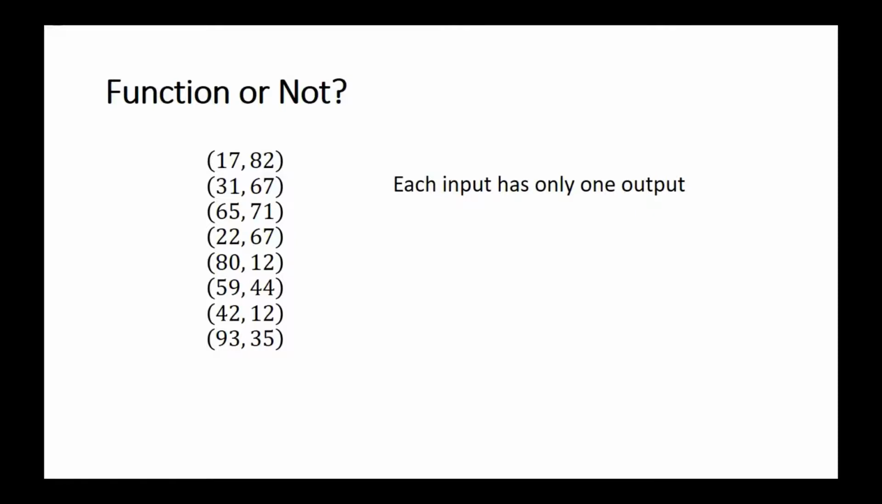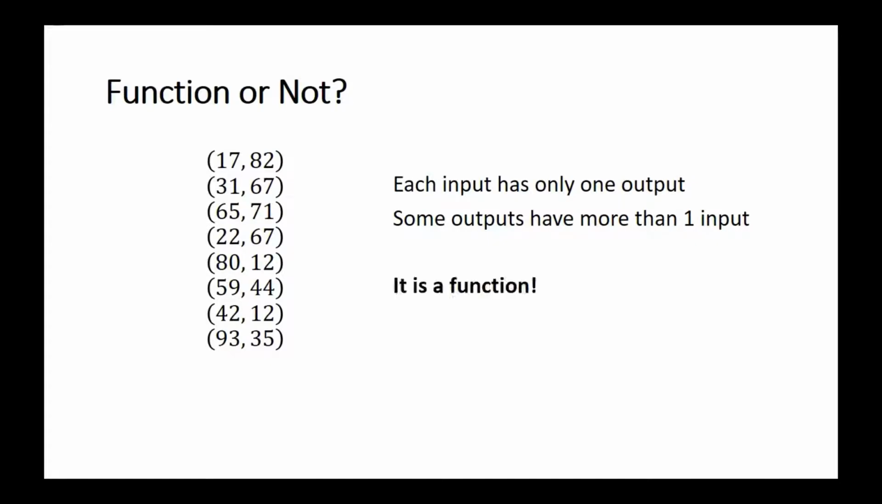We do run into a thing here that we have two 67s for outputs. We do have two 12s for outputs. So some outputs have more than one input, but that's okay, because for a function, all we need to know is that each input has only one output. And in this case, that is the case. Therefore, it is a function.